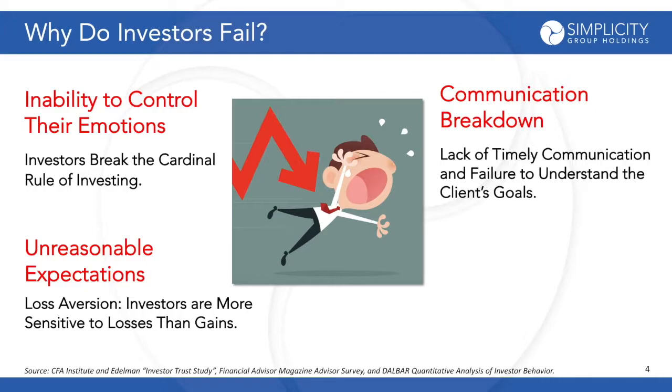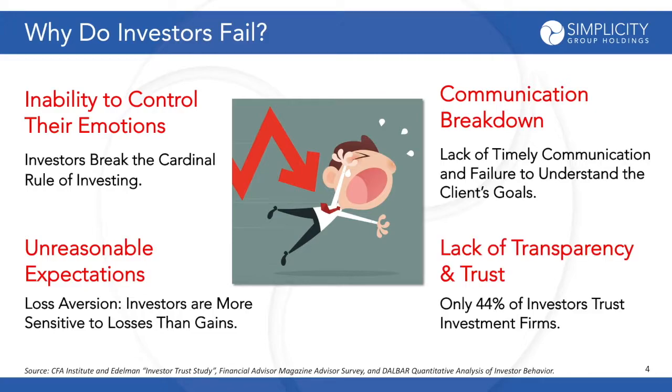And then lastly, and this really surprised me, was lack of transparency and trust: 66% of investors simply do not trust their current investment firms. So these are investors that are engaged with an advisor or a firm, and they don't trust it. The more I reflect on that, when you look at all of these other components, lack of controlling emotions, unreasonable expectations, and breakdown in communication, to me it comes down to one thing: the advisor has not created an environment for that investor to succeed. And that is part of this breakdown that's taking place.